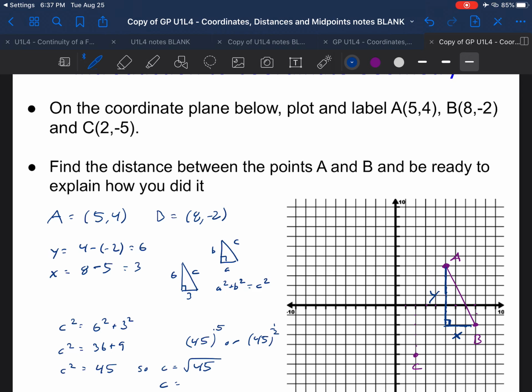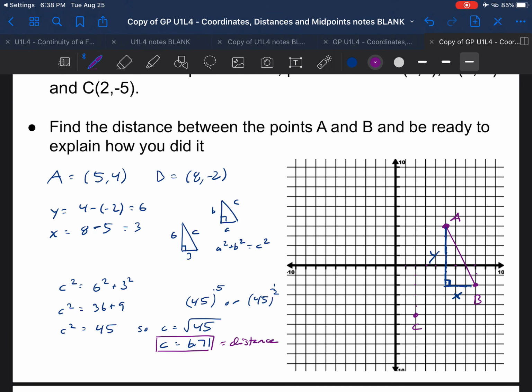Whoops, I got to get a calculator that actually does roots. So let me open up PhotoMath, the PhotoMath calculator, which is absolutely fantastic. I think it's really good. So the square root of 45 is, as a decimal, rounded to 2 decimal places, 6.71. Okay? So that is our distance.